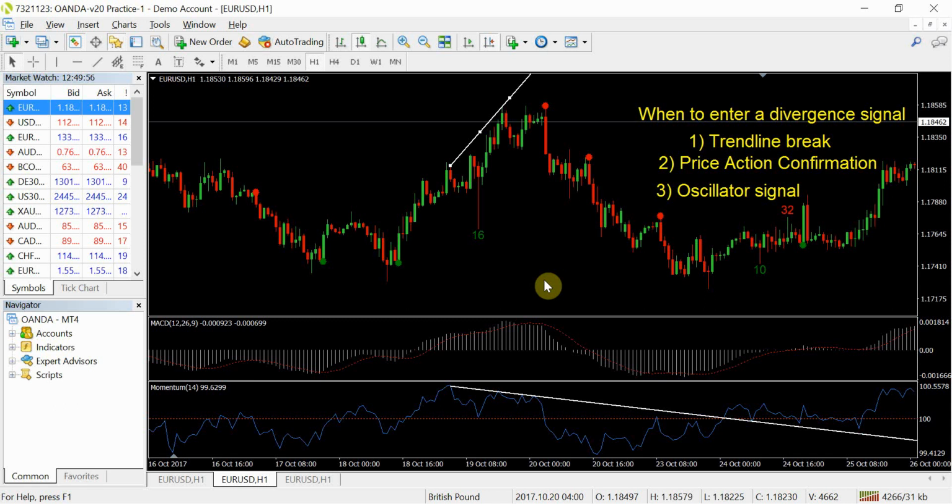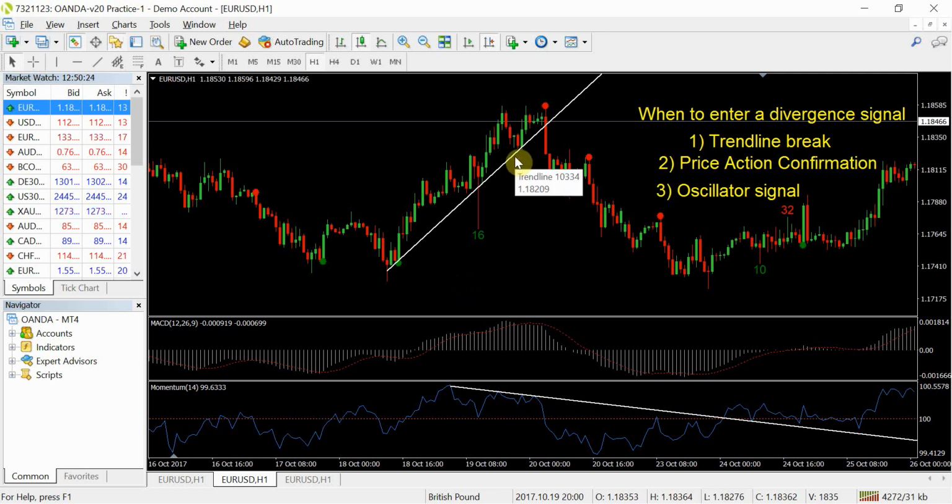So the first one is a trend line break. Quite simply, all you do is draw a trend line, if I can pick the right tool, over there. And that's about it really. I personally will draw a trend line, but I don't personally use it because I feel a trend line is quite subjective.